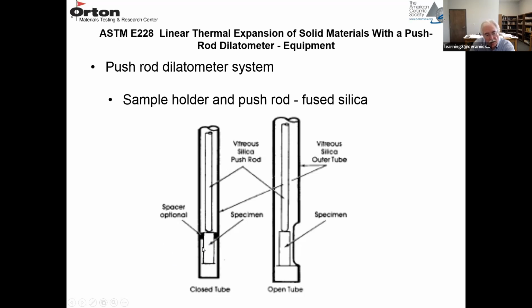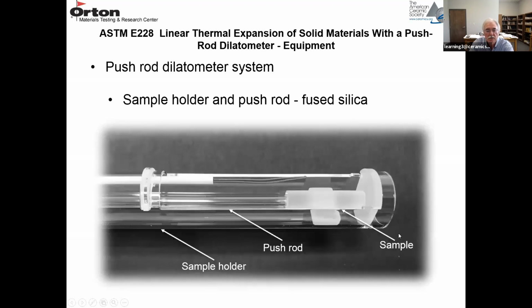And I mentioned that what you're measuring is the difference between the sample and the sample holder. If it's a 2-inch long sample, you're measuring the difference between the 2-inch long sample and the 2-inch long sample holder. So when you have a fused silica push rod holder system that has a very low thermal expansion and you put a high expansion refractory in like MgO, you're measuring a big difference between the sample and the sample holder, and you'll get a large signal for the thermal expansion. When the sample has a low thermal expansion like fused silica, the difference between the sample and the sample holder is almost zero, and that's where you have your limitations on measuring thermal expansion.